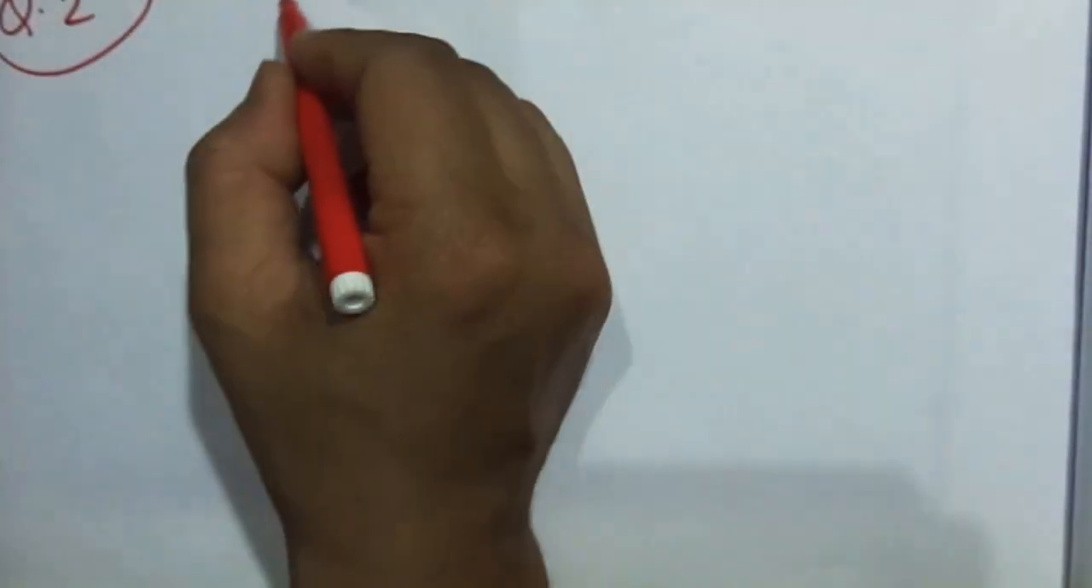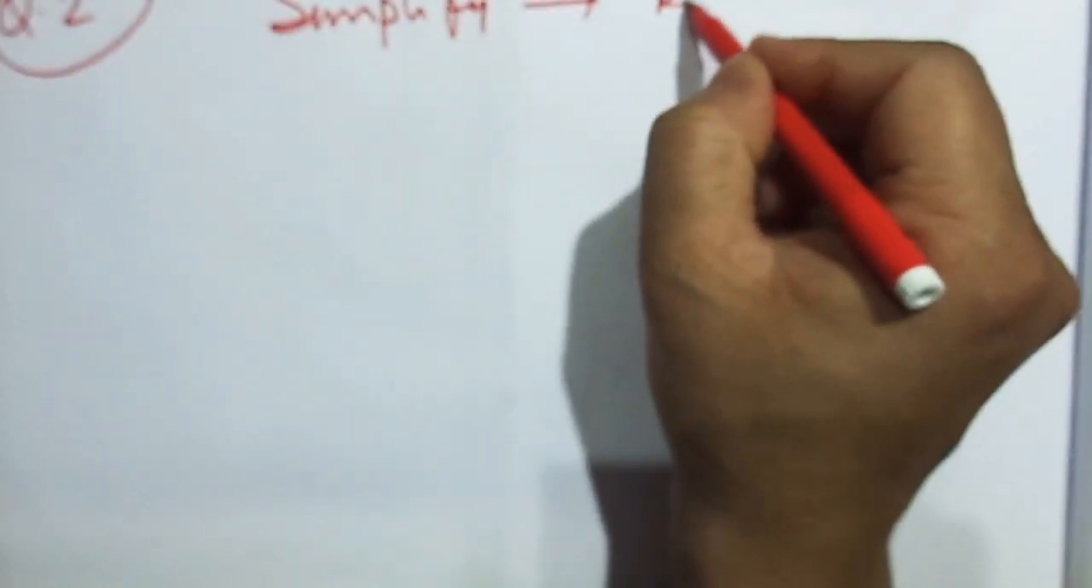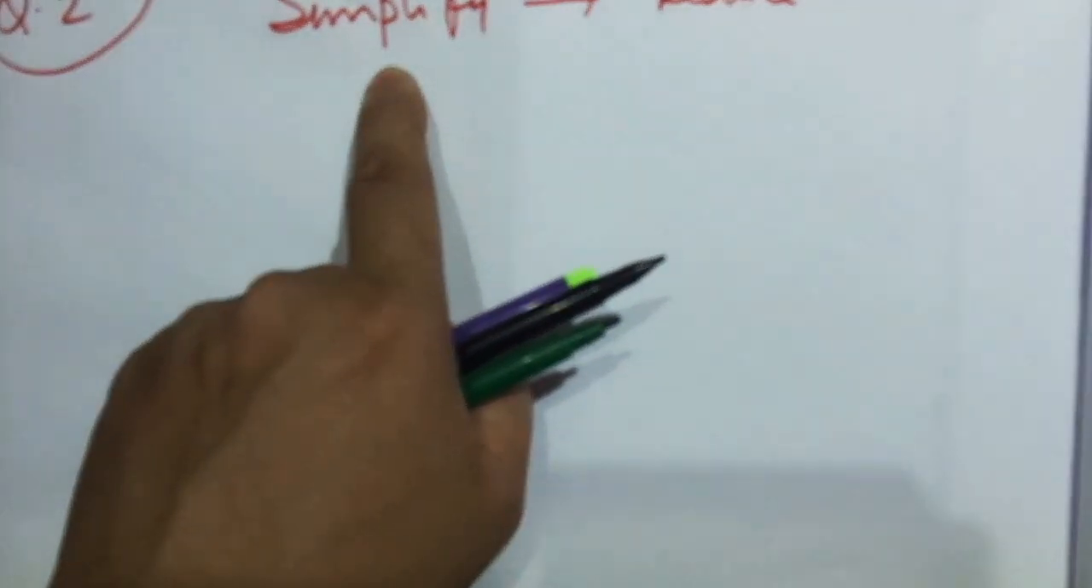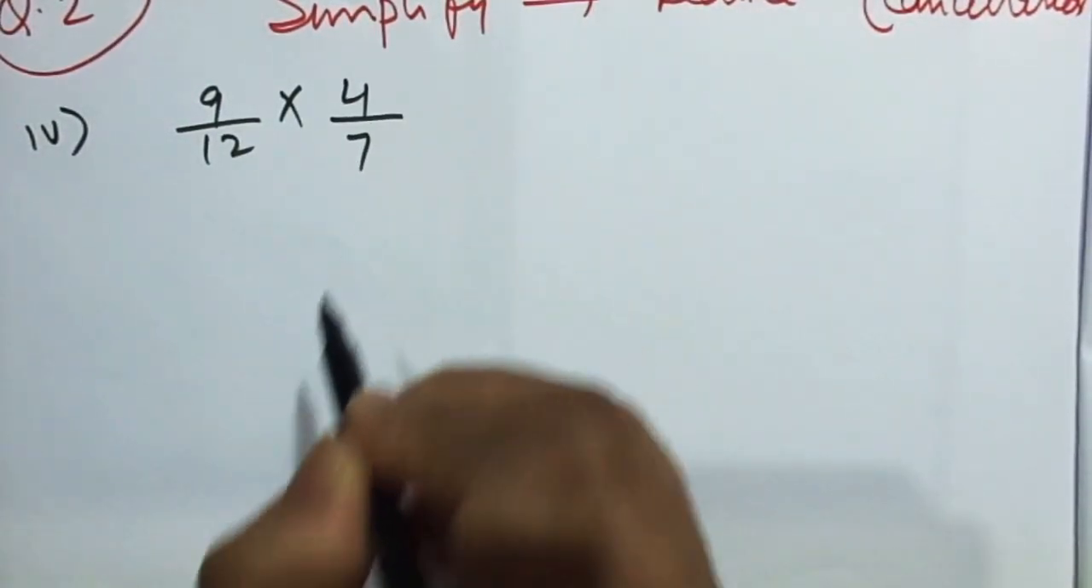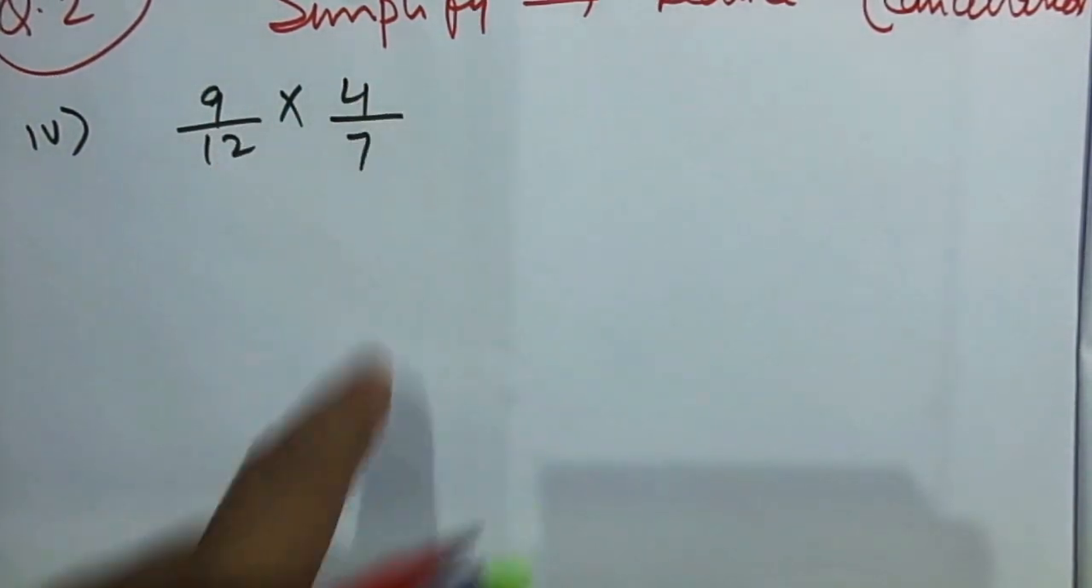In question number 2, here we have come to question number 2, which says simplify. Simplify means reduce. Here what you need to do is cancellation. Like for example, in number 4, what do we have? 9 by 12 into 4 by 7. So 9 by 12 into 4 by 7.